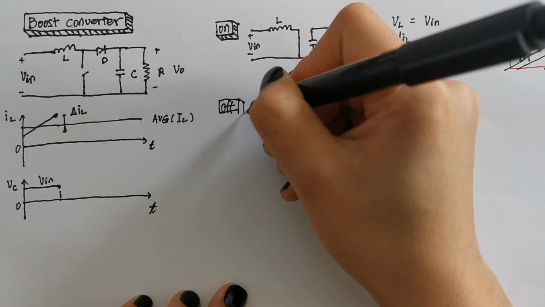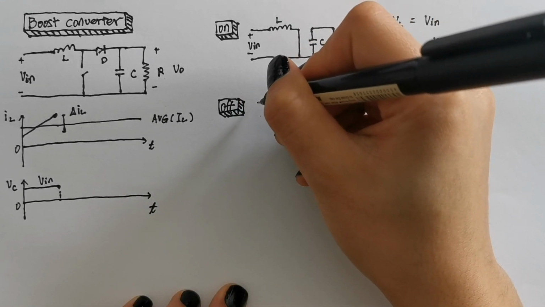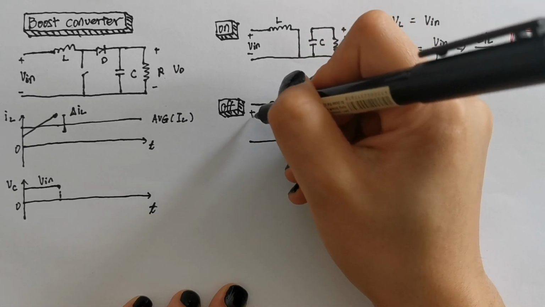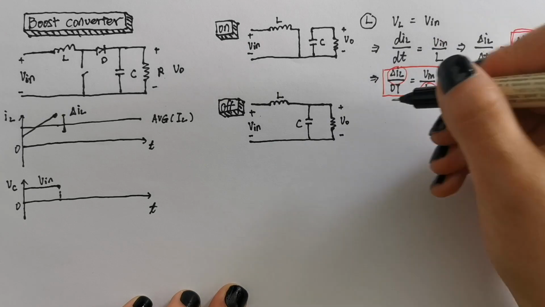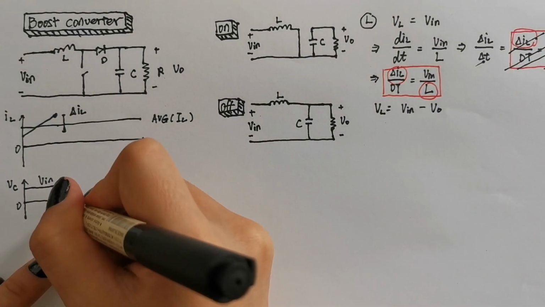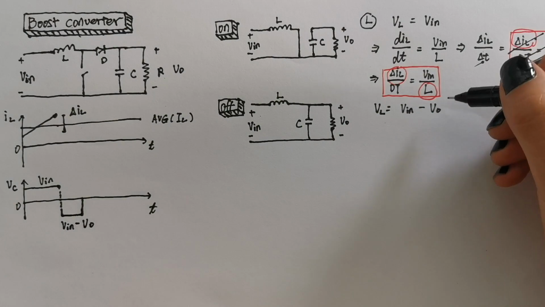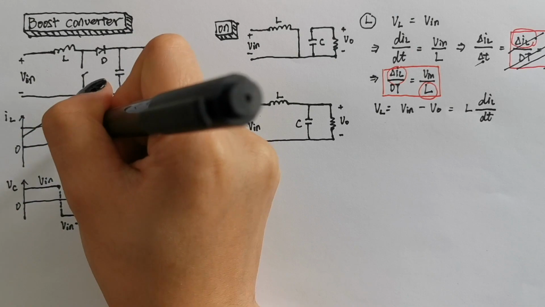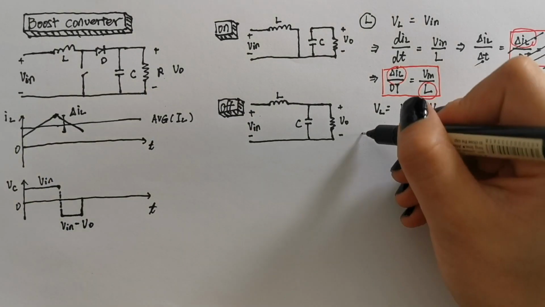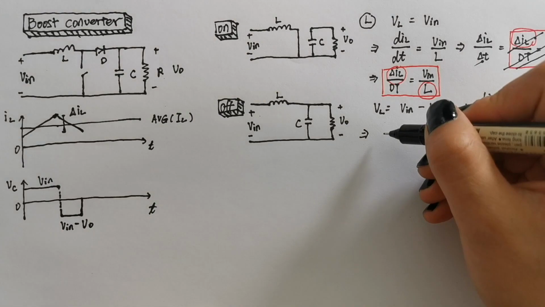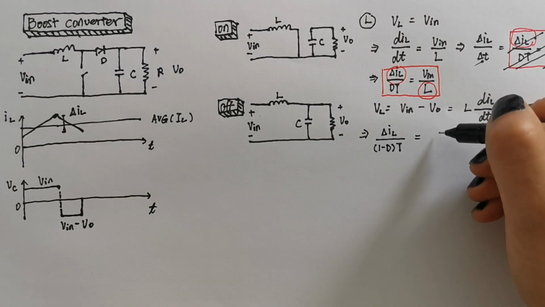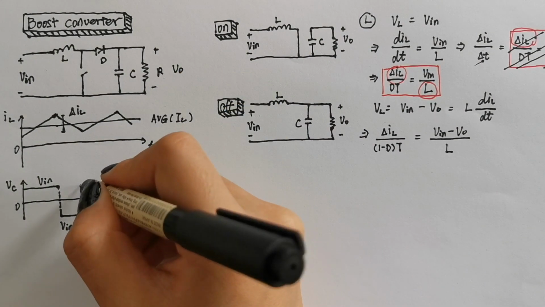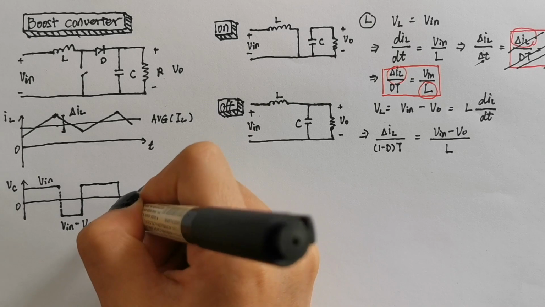When the switch is open, the inductor current cannot change instantaneously, so the diode is forward biased to provide a path for the inductor current. In this case, the voltage on the inductor is Vin minus Vout. We also know the voltage-current relationship on the inductor is VL equals L di/dt. After rearranging, the change in inductor current is computed. Again, the rate of change is constant, so the current changes linearly.